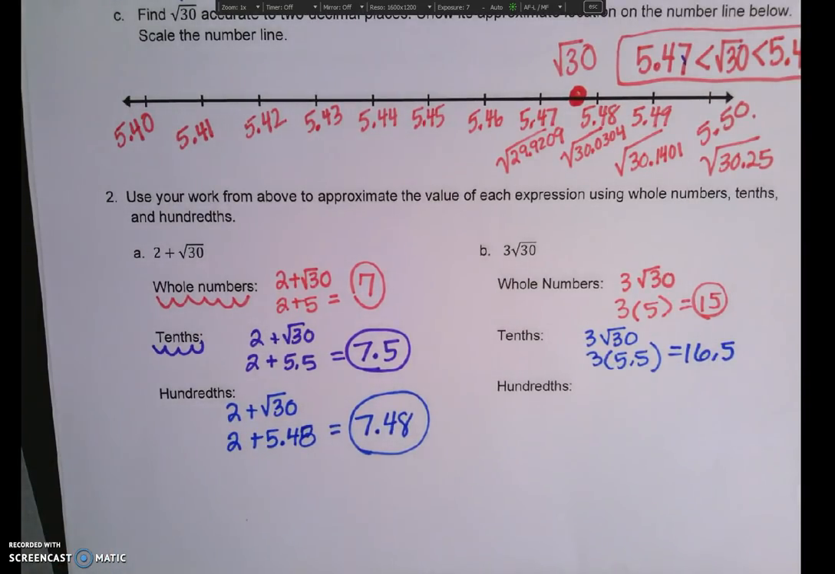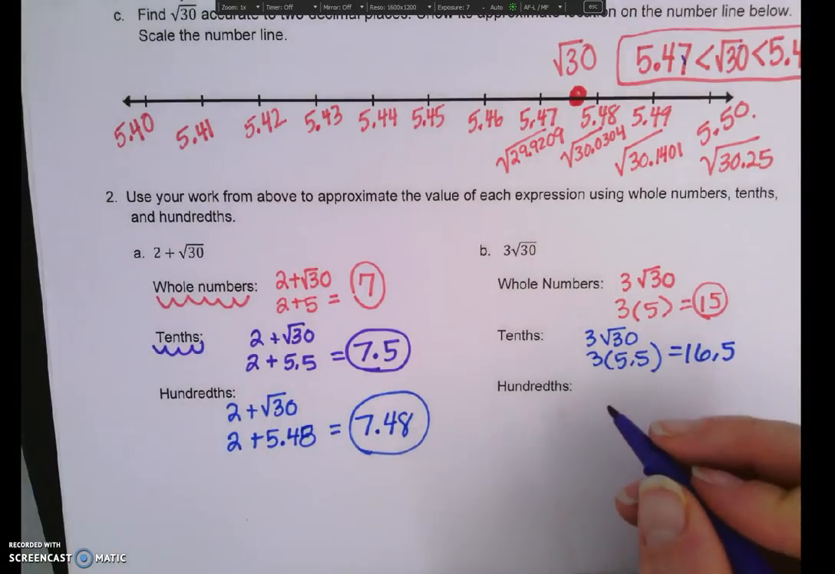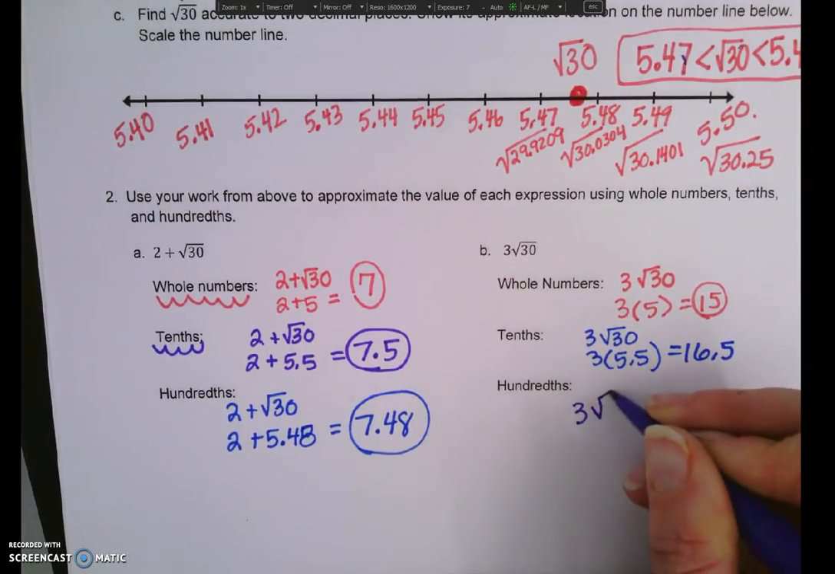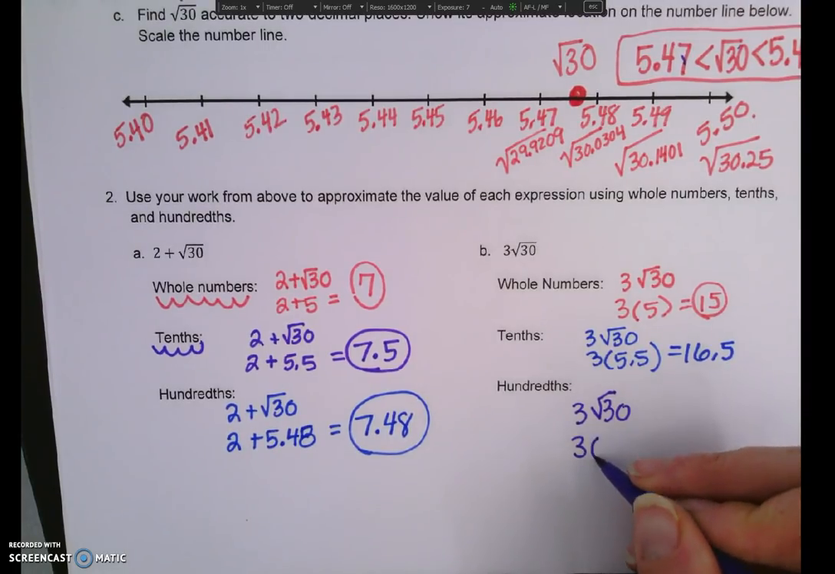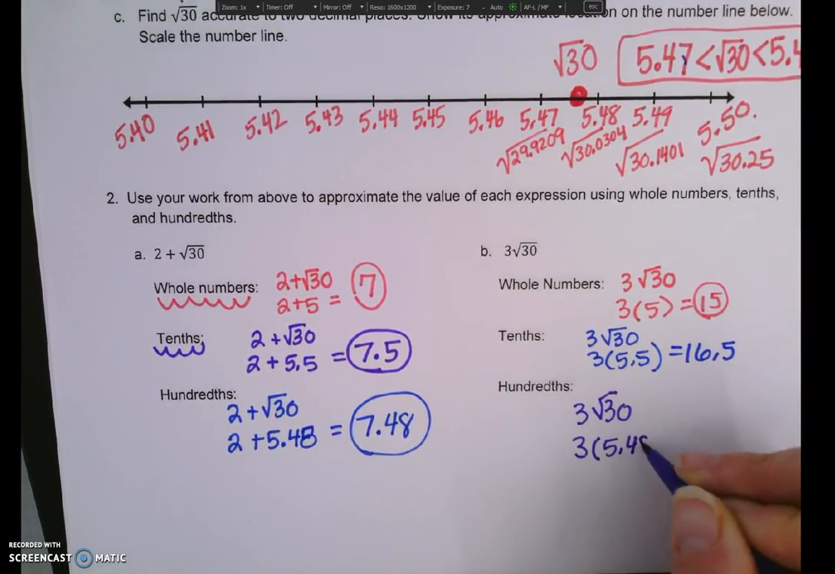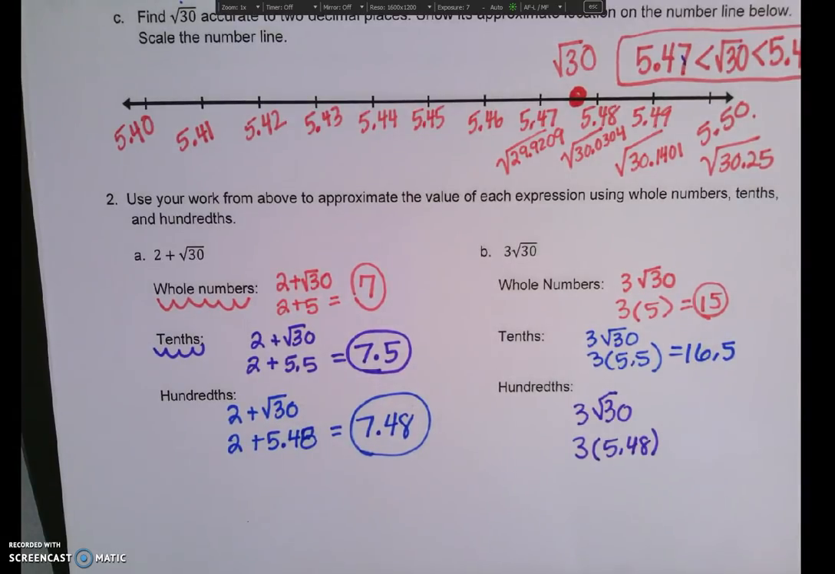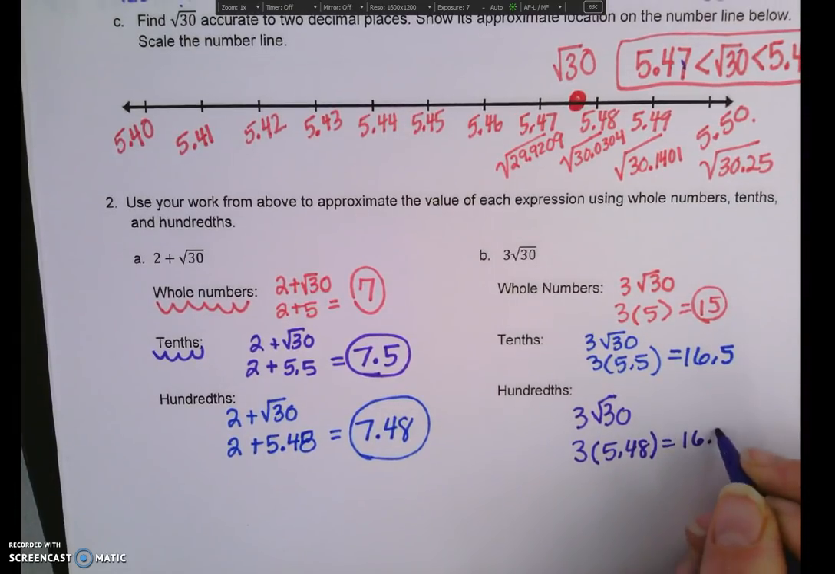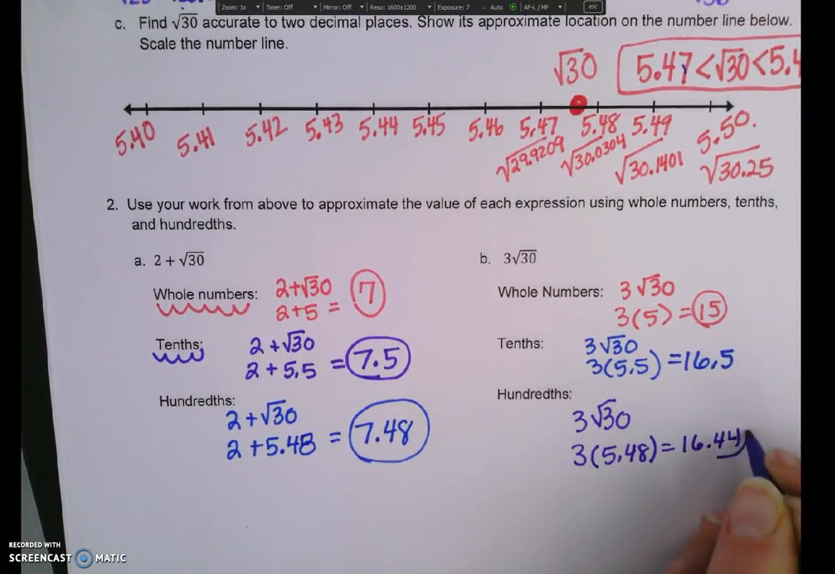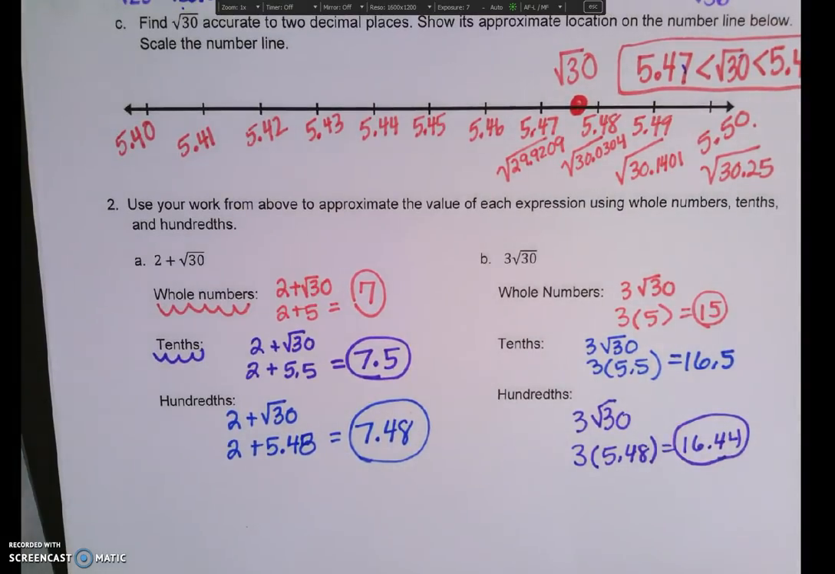And hundredths, 3 times radical 30, where we know radical 30 is about 5.48 when we round it to the nearest hundredths. We get an answer of about 16.44. So remember, these are approximate values, so it's going to be close to, but not exact.